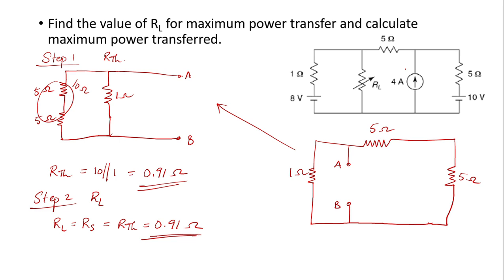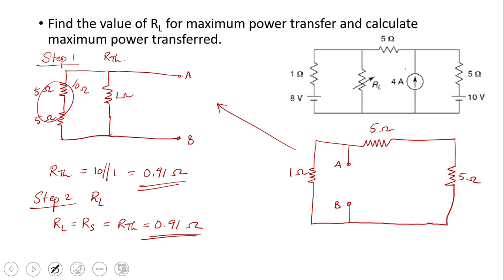The next step would be to find the value of VTH. I'll just take the next page. So my next step is to find VTH. How can you find VTH? I'll just redraw the circuit. If you're redrawing the circuit, please check the previous figure. To find the value of VTH, we have to remove the load resistance and find the voltage across the open circuited terminals. So I'm just going to redraw the circuit over here without the load resistance.